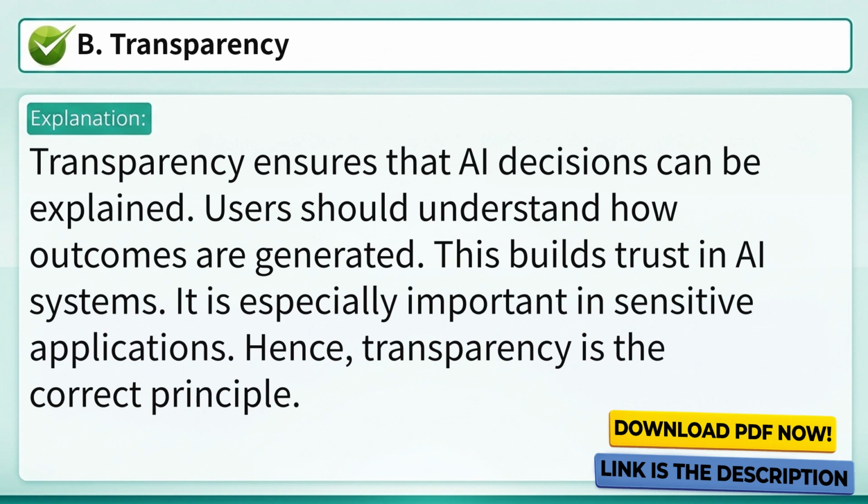Users should understand how outcomes are generated. This builds trust in AI systems. It is especially important in sensitive applications. Hence, transparency is the correct principle.